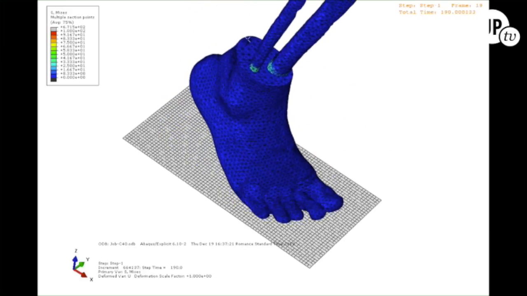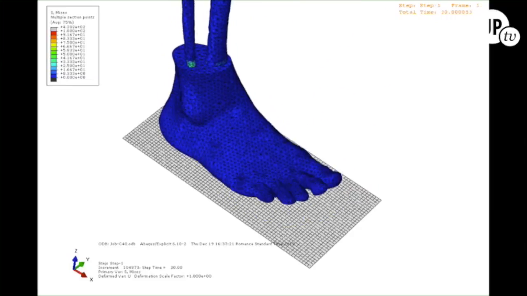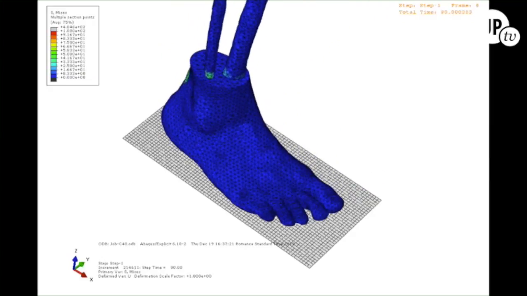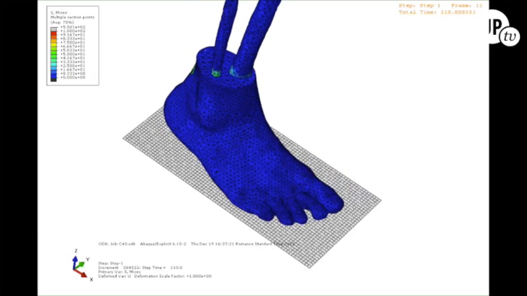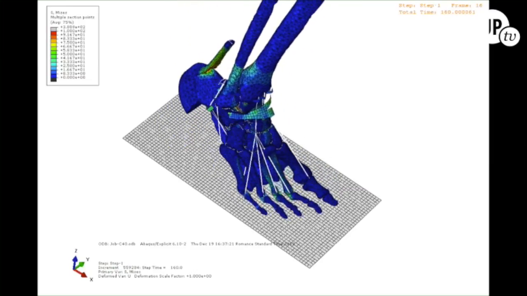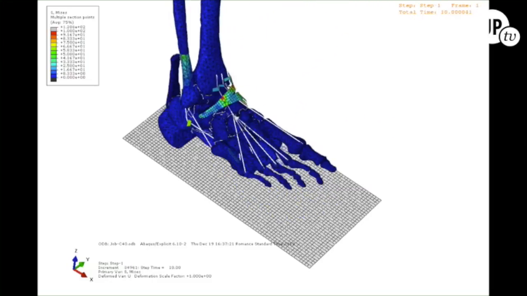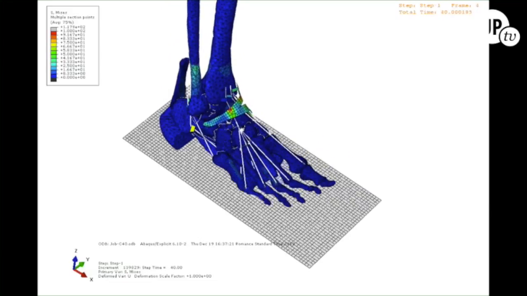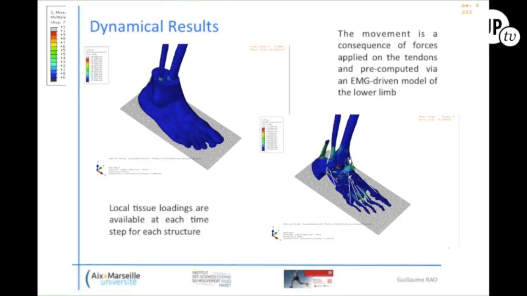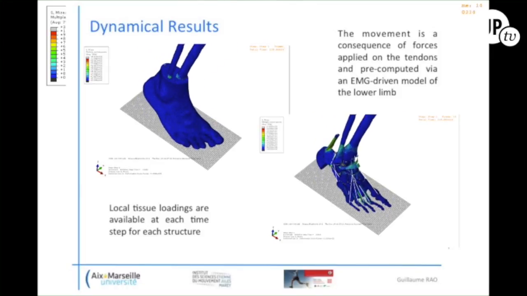So you can see the movement. And something that is really interesting when you are looking at injuries, or when you are willing to get to the stress and strain over the elements, and something that you cannot do with real subjects, we remove the skin. We remove the skin, and we get access directly to the local tissue loadings that are available at each time step and for each structure of the foot. And you can see during the video here how, for example, the loads on the Achilles tendon or on the ligaments on the front part of the foot are affected during the motion.